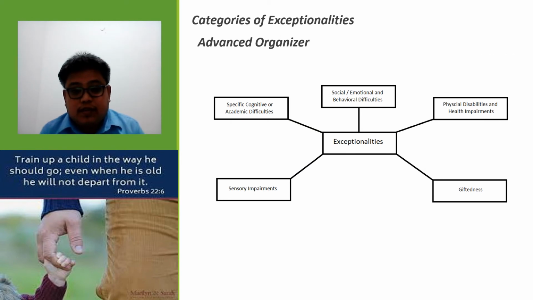Categories of exceptionalities, advanced organizer. There are 5 categories of exceptionalities. The first category is the specific cognitive or academic difficulties. The second one is the social or emotional and behavioral difficulties. The third one is the physical disabilities and health impairments. The fourth is the sensory impairments. And the last one is giftedness.